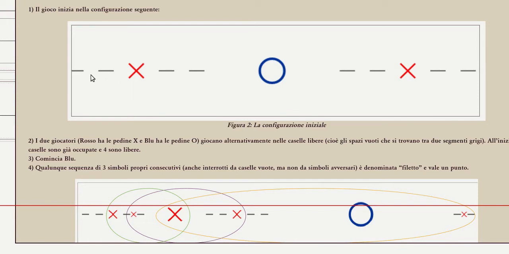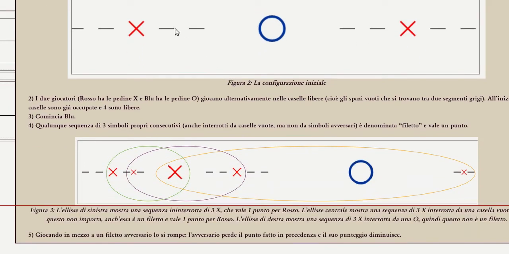So there are already three pieces already played, and then you have exactly four free spaces. Okay, these one, two, three, and four. Then the players play alternately. So now it's the turn of the blue player. The blue player can play here, for example, or here, etc. Okay.